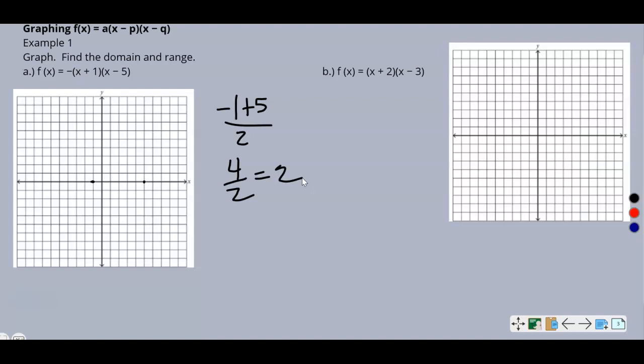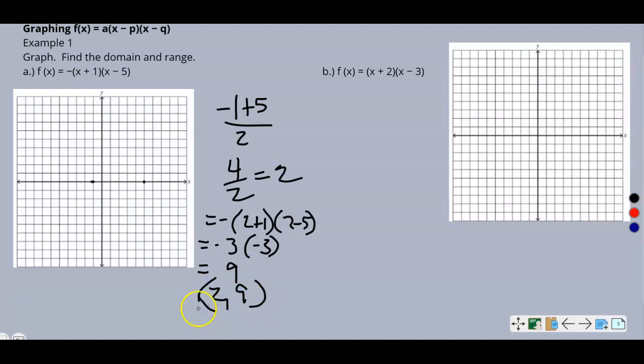All I have to do is plug 2 in to find y. So y equals negative times 2 plus 1 and 2 minus 5. So I'm going to have -3 times 2 minus 5, which is -3. So that would be 9. All right, so I have a vertex at 2, 9, where the axis of symmetry is 2.